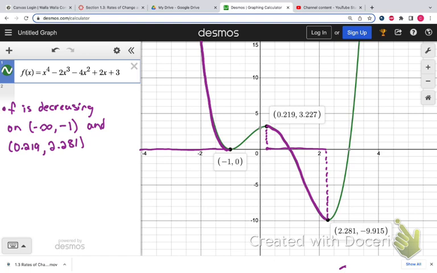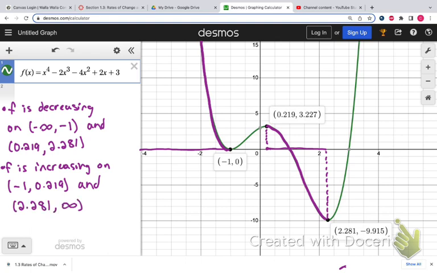Okay. f is increasing everywhere else, which would be those parts of the graph that I left in green. So you'll see that the function goes up from the x-coordinate of -1 to the x-coordinate of 0.219. And again, it starts going up from 2.281, but after that it goes up forever. So we say the interval it's increasing on is 2.281 to infinity.